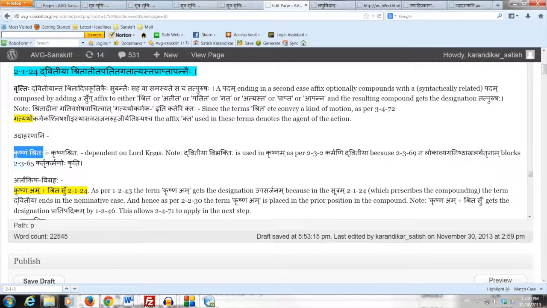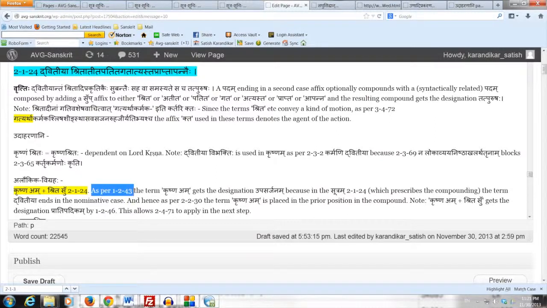Krishnam shritaha means one who has resorted to Lord Krishna. The alaukika vigraha vakyam is Krishnam plus shrita su, compounding authorized by this sutram 2.1.24, because we do have a dvitiyantam padam Krishnam connecting with a subantam which is composed by adding a sup affix to the pratipadikam shrita, which is specifically mentioned in 2.1.24. So all the conditions are satisfied.